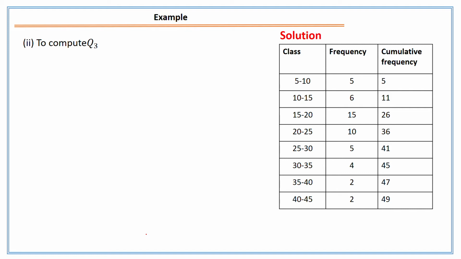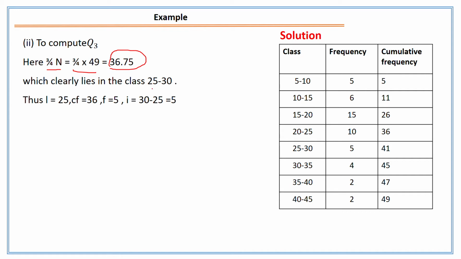Now we will see quartile 3, Q3. Again we have to see the quartile 3 class, but this time we will do 3 by 4 n of the data, because we are measuring quartile 3. So 3 by 4 into 49 is 36.75. This clearly lies in the 25 to 30 range, because it is greater than 36 but less than 41. So L is 25, cumulative frequency is 36, F is 5, and I is again 5.